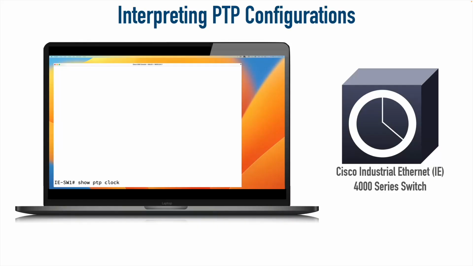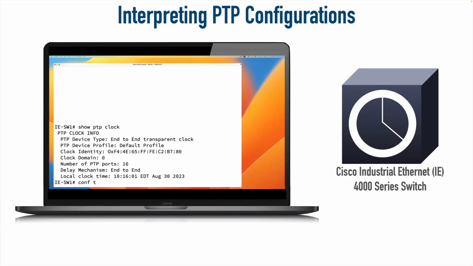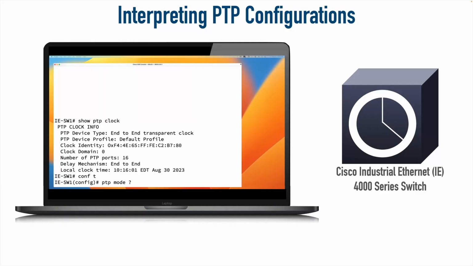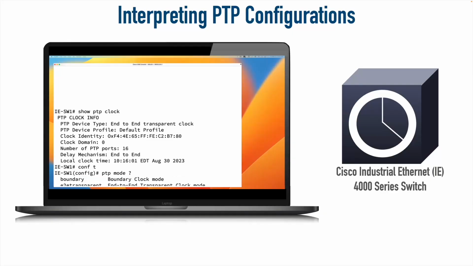And the configuration and verification of PTP and the default settings might vary a bit depending on which Cisco device you're using. But in this example, let me show you the default configuration for a Cisco Industrial Ethernet or an IE4000 series switch. We can say show ptp clock. And notice that the PTP device type is end-to-end transparent clock. That's our default setting. But if we want to set this to a different PTP mode, we can go into global configuration mode and say ptp mode. And if we give some context-sensitive help, we see the different options available.